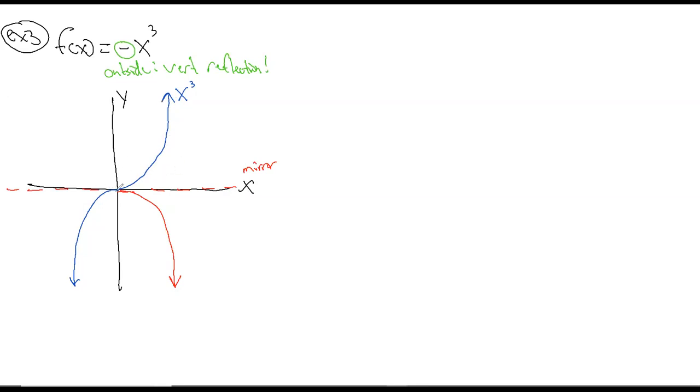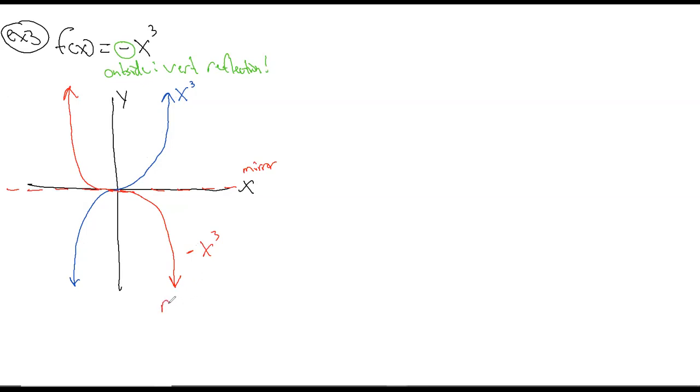The left-hand side, the blue image was originally pointing down, and it's pointing down, down, down even further as you move left. So now we're going to take that and point it up. Down becomes up, up becomes down. So something like this. So the red image is the answer. That's our negative x cubed graph.